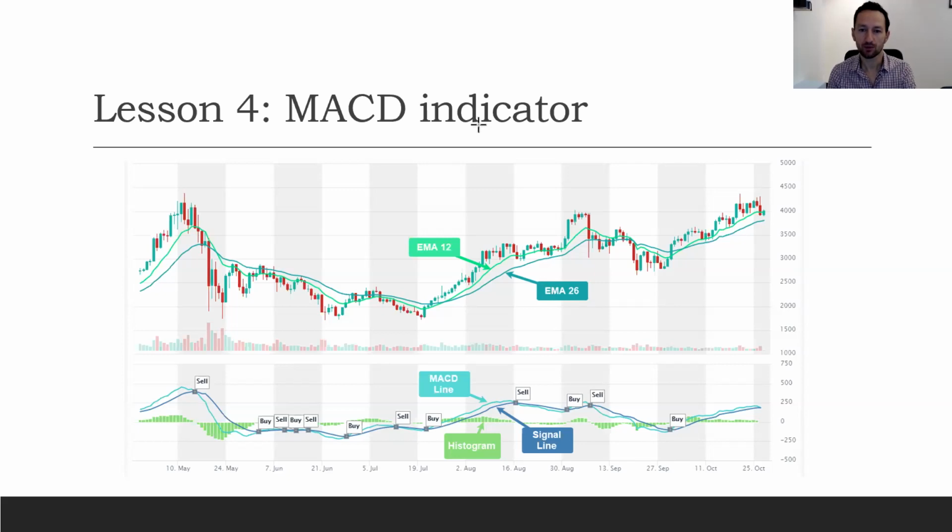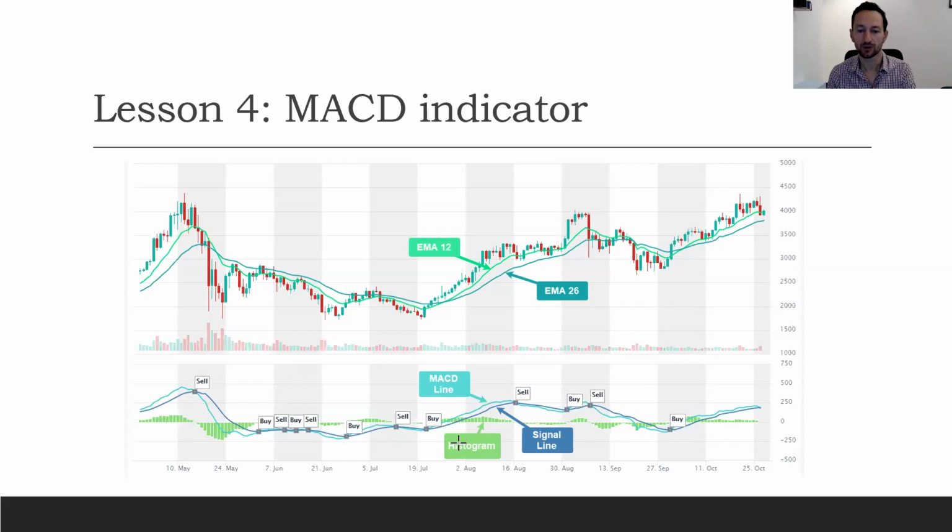And the simple trading rule, which we'll explain in a minute, is that when the MACD line crosses above or below the MACD signal line, that gives us an entry and exit signal.